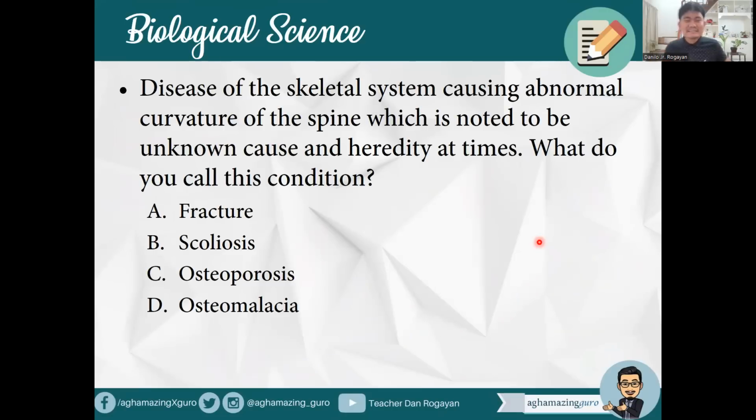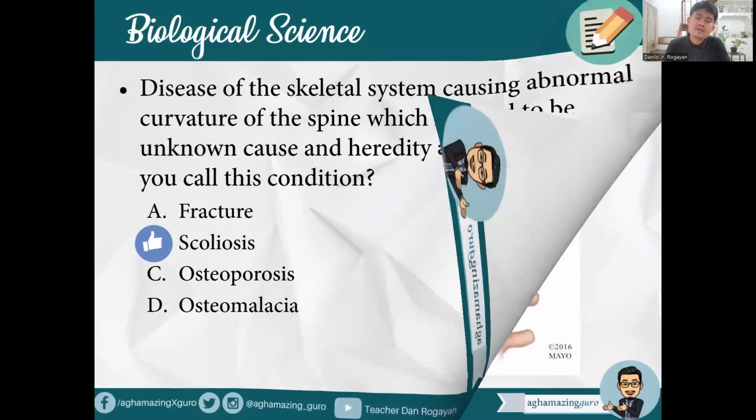Okay, sige. Disease of the skeletal system causing abnormal curvature of the spine, which is noted to be a known cause, and heredity at times. What do you call this condition? Fracture, scoliosis, osteoporosis, osteomalacia. Okay, I can see C, I can see B, I can see D, yeah. Sa bagay kasi very general, no? But it's causing abnormal curvature of the spine. Pag ganon, a known cause and cause which actually pertains to is scoliosis. Curvature. So yeah.